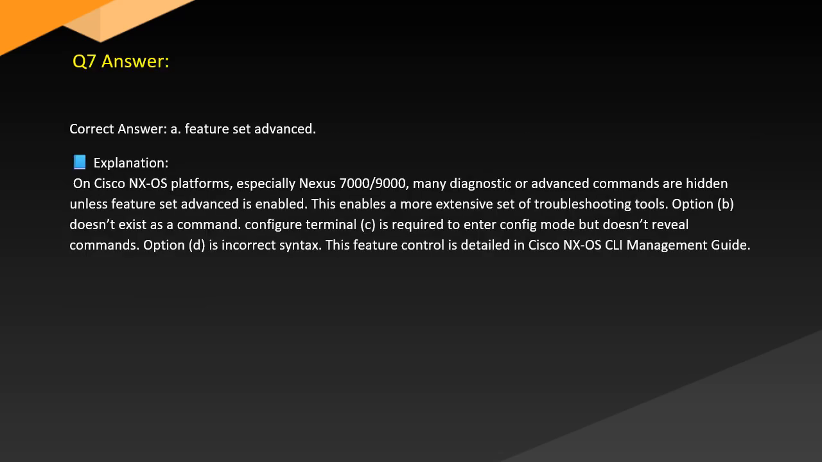Answer. Correct answer: A. feature set advanced. Blue Book explanation: On Cisco NX-OS platforms, especially Nexus 7000 and 9000, many diagnostic or advanced commands are hidden unless feature set advanced is enabled. This enables a more extensive set of troubleshooting tools. Option B doesn't exist as a command. Configure terminal, C, is required to enter config mode but doesn't reveal commands. Option D is incorrect syntax. This feature control is detailed in the Cisco NX-OS Client Management Guide.